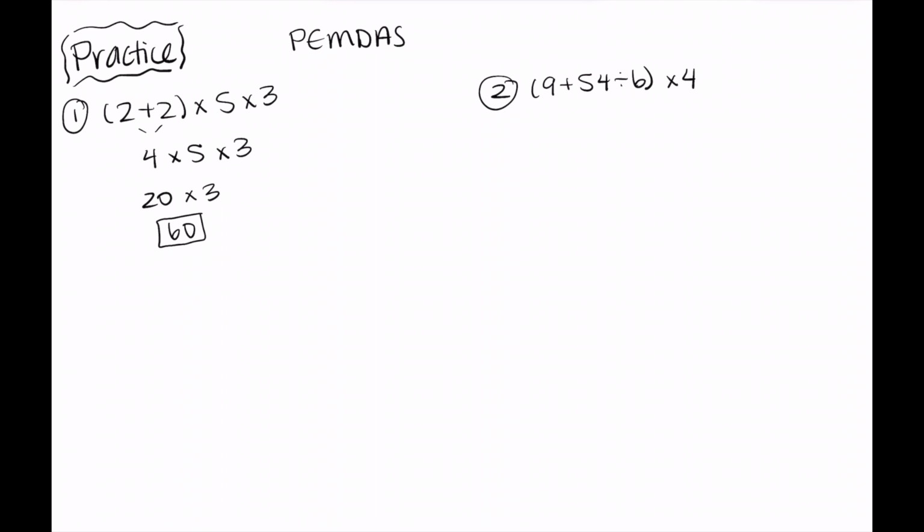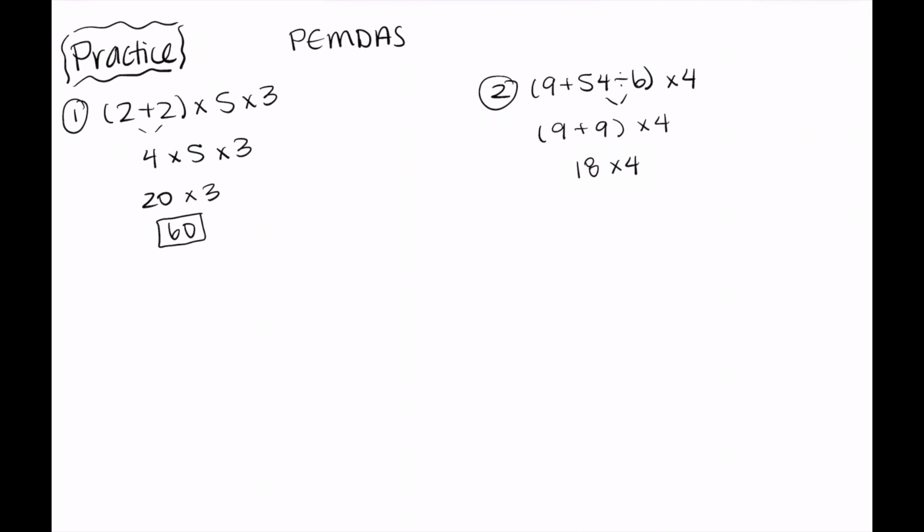And then within that we have one addition and one division. The division comes before addition, right? So we'll do that first. We'll do the 54 divided by 6 and we'll rewrite everything else. So we'll still have 9 plus 9 in parentheses and then times the 4.